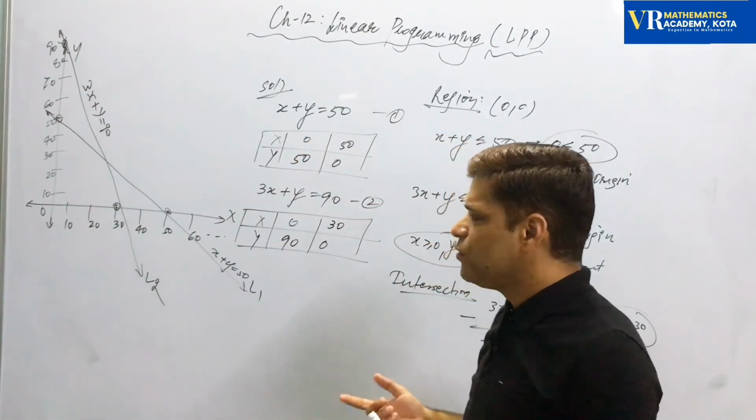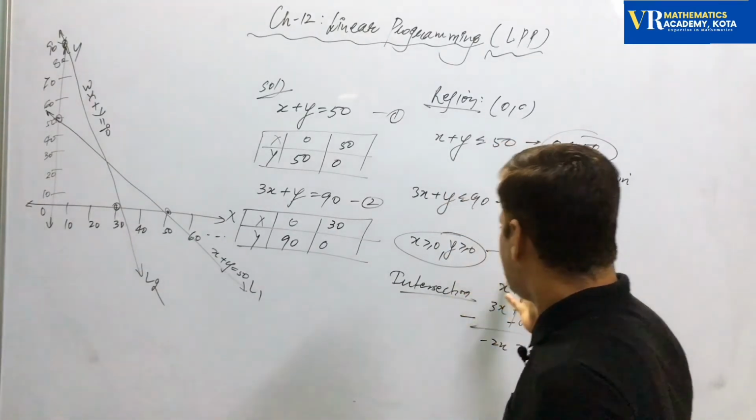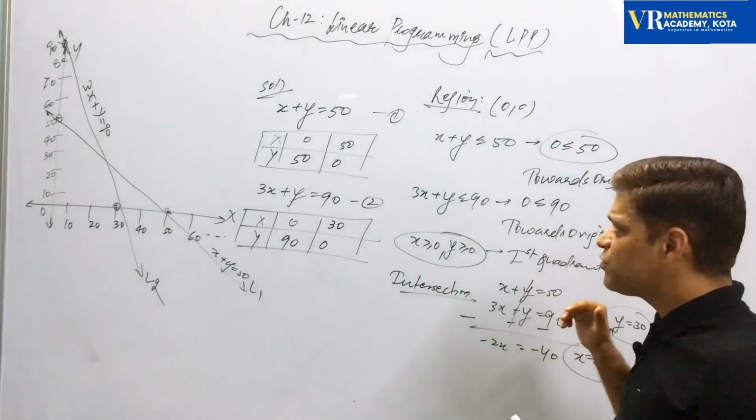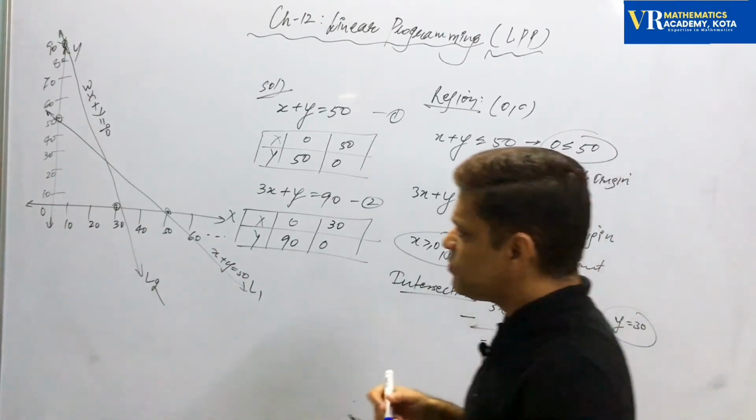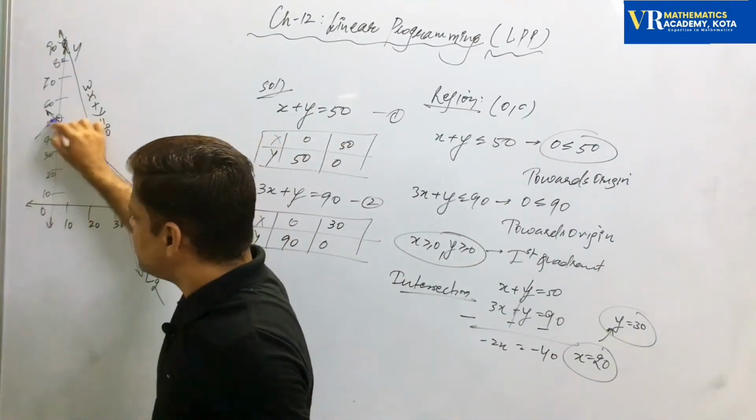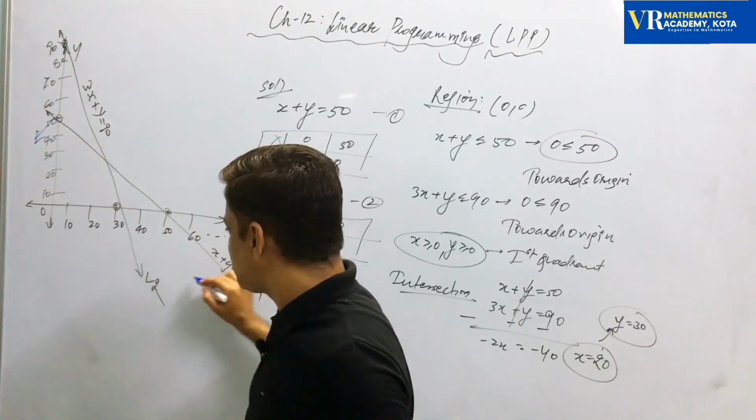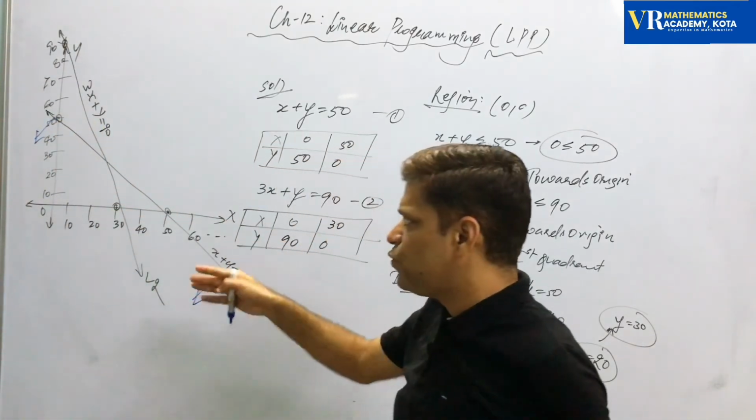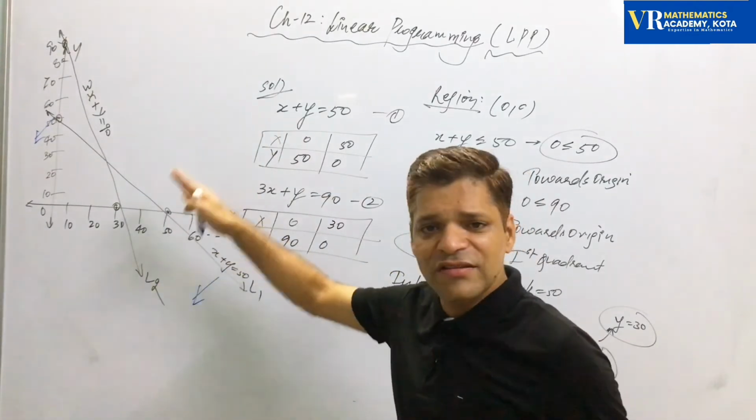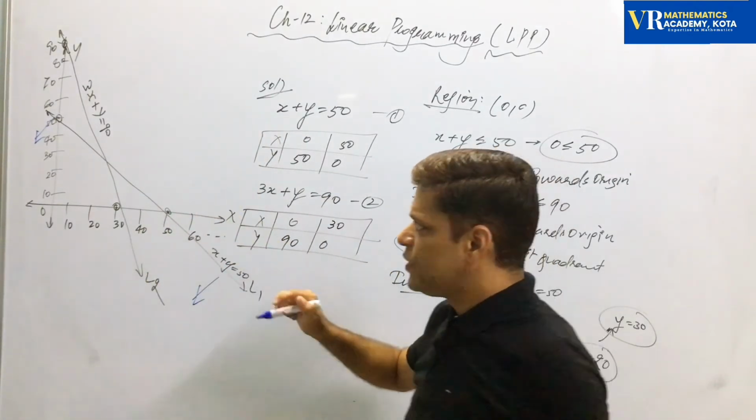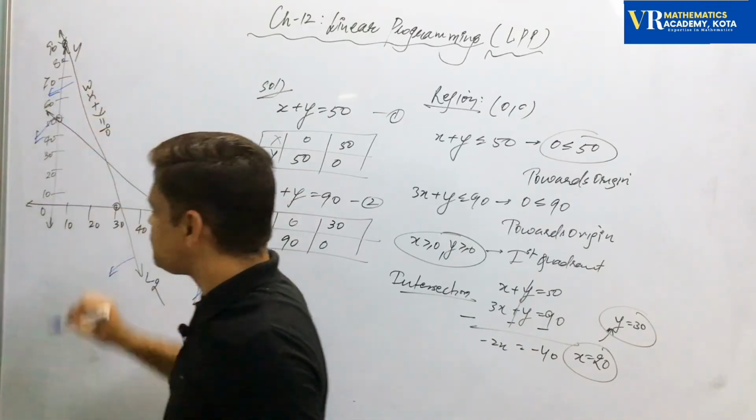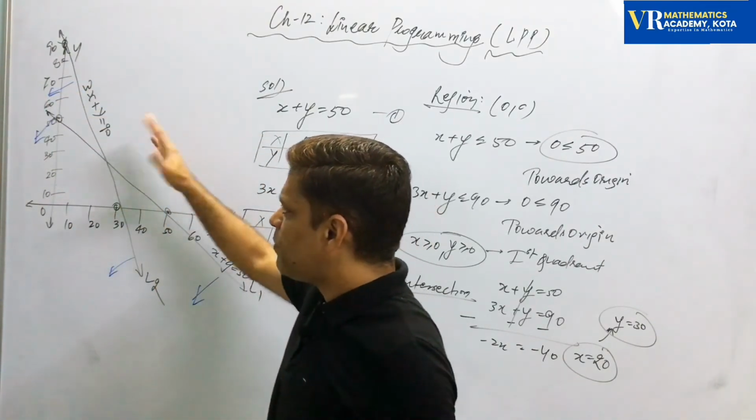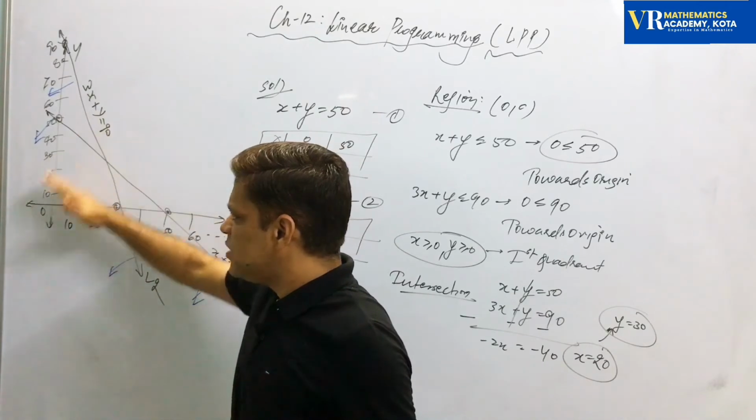Now also x greater than or equal to 0 and y greater than or equal to 0 always lie in the first quadrant, and the first inequality's region is towards the origin. So we draw that towards the origin with two arrows. That is the region of the first equation. The second equation's region is also towards the origin. So if we combine both of them, the region is this one.